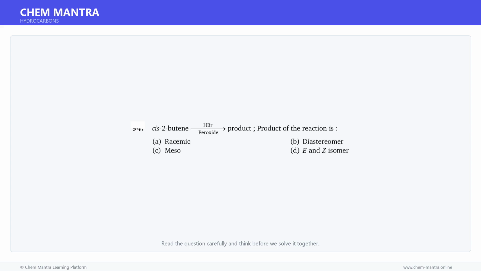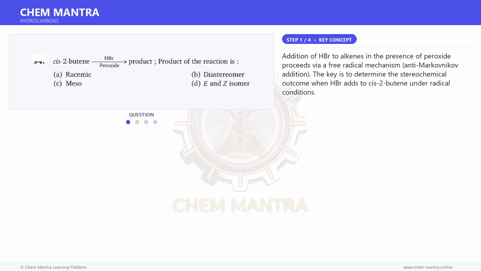Here is a question. Read it carefully and think about the answer. Let us solve it step by step. Let us first understand the key concept here. Addition of HBr to alkenes in the presence of peroxide proceeds via a free radical mechanism, anti-Markovnikov addition. The key is to determine the stereochemical outcome when HBr adds to CIS-2-butene under radical conditions.